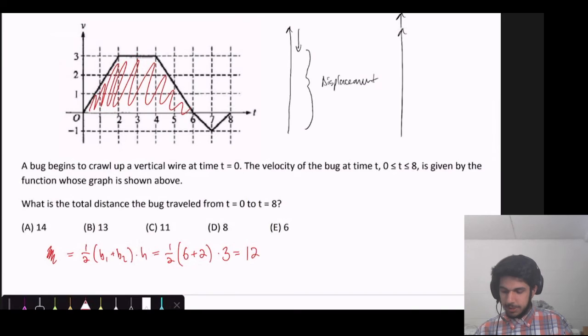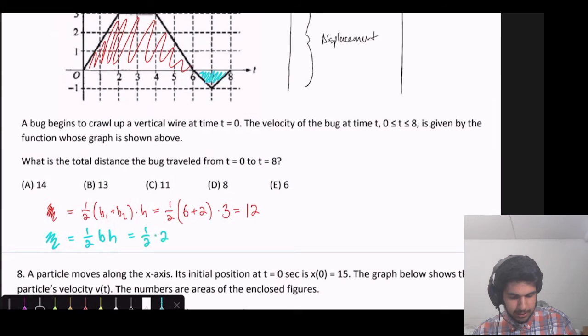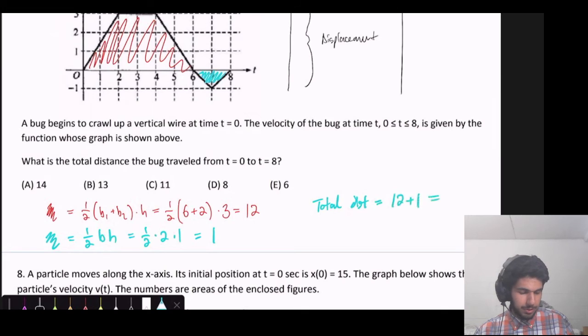And then we have to compute the area of this blue thing here. So blue is equal to the area of a triangle. So that is 1/2 base times height. So in this case, the base goes from 6 to 8, so that's of length 2. And then the height is simply just 1 by the graph. So this gives us 1. So our total distance is equal to 12 plus 1, which is equal to 13.